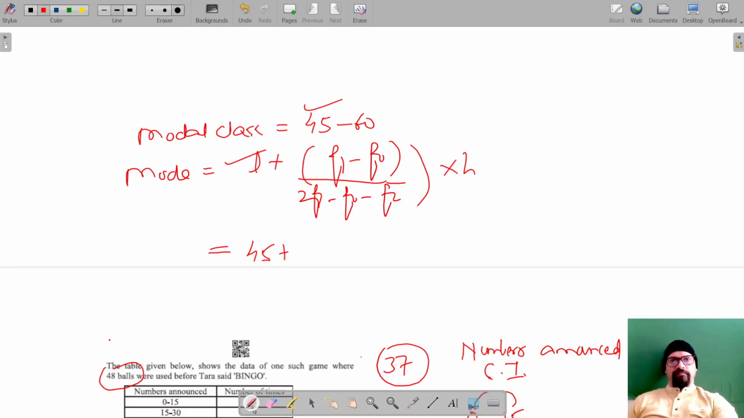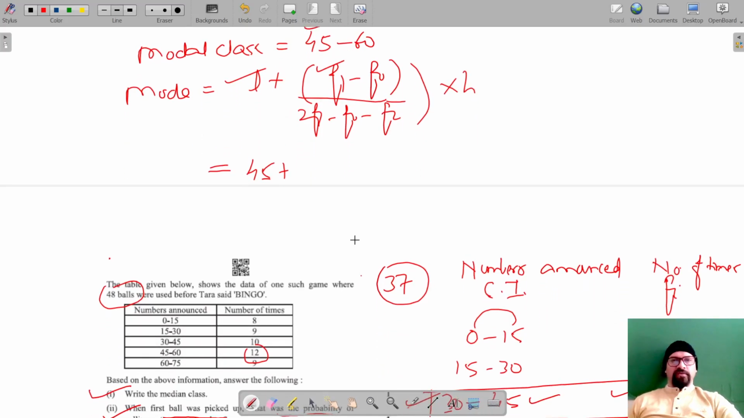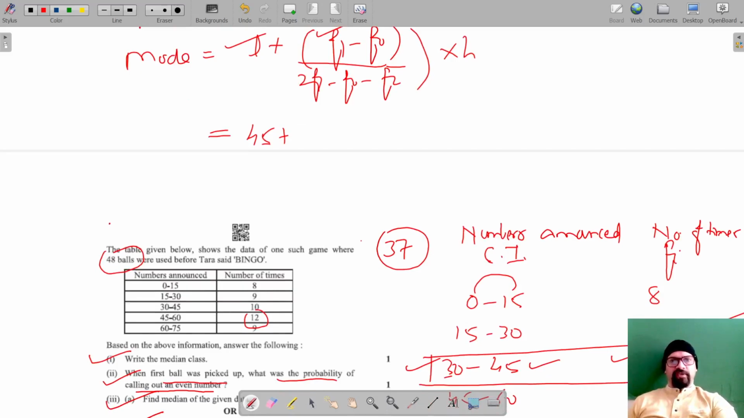Next one is F1. So F1 is the frequency of the modal class, which is 12. So this is 12 minus F0, the frequency of the class interval preceding the modal class, which is 10. Now 2 times F1, that is 2 into 12, minus F0, which is 10, and F2 is the frequency of the class succeeding the modal class, which is 9. And H is the class size, which is upper limit minus lower limit, which is 15.